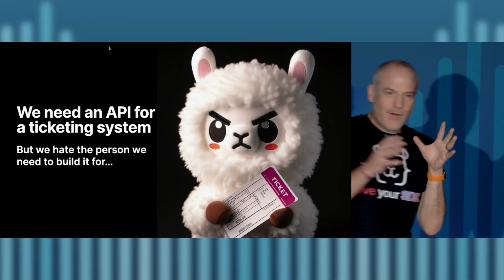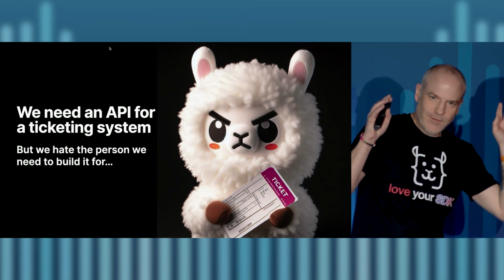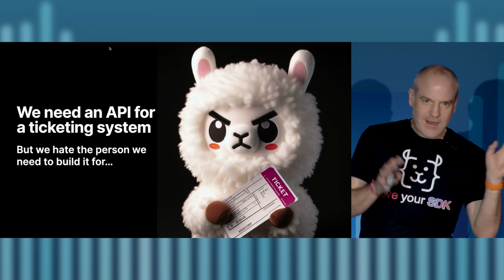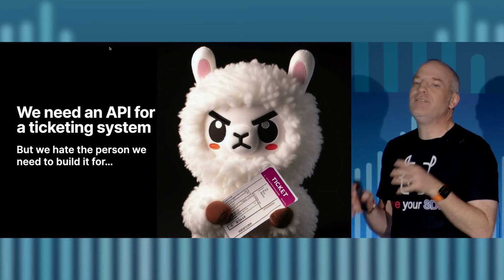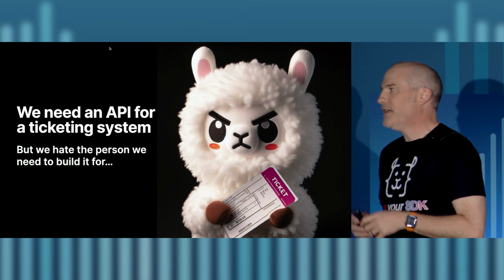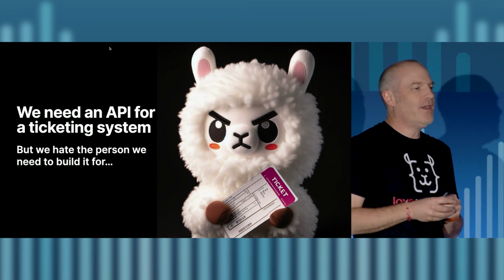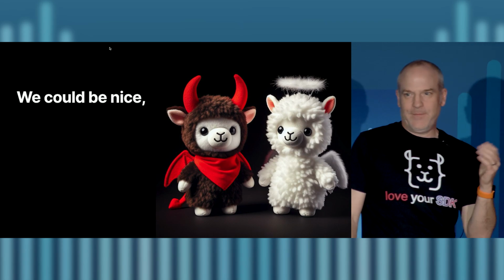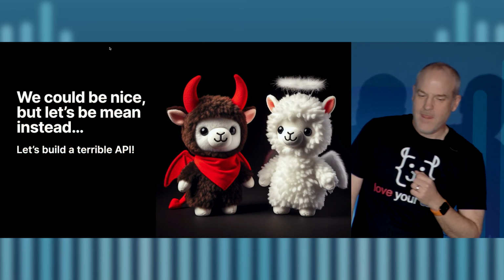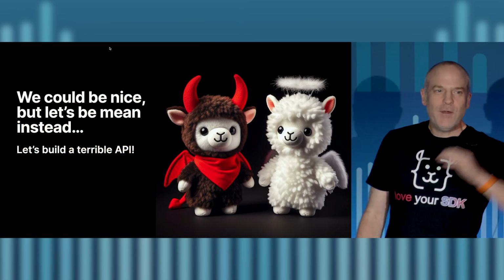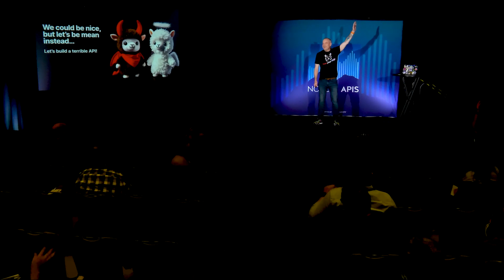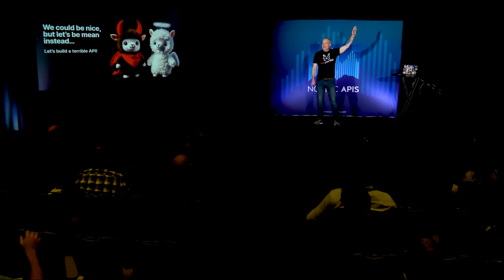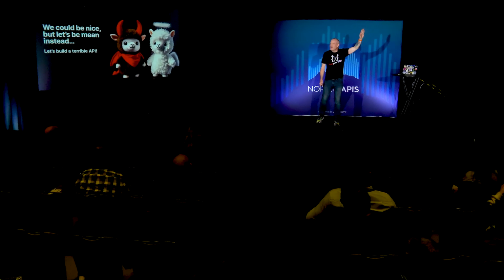So let's think about a scenario where you own a ticketing system. Nice, boring scenario. You've got a ticketing system, you can track tickets, and this person needs you to build an API so they can write code against your ticketing system. We have to build this API for this person that we absolutely hate. Now, as I said, we could be nice, but we're going to be mean instead. Who here likes being mean to people they hate? Okay, few hands. I'm glad that most of you are nice people. There's only a few of us who are mean. But yes, we're going to build a terrible API.